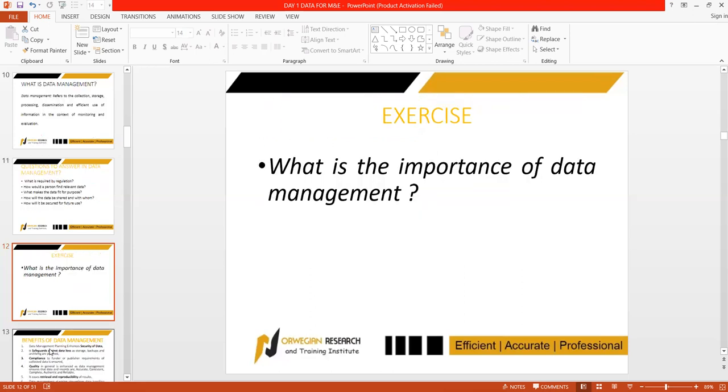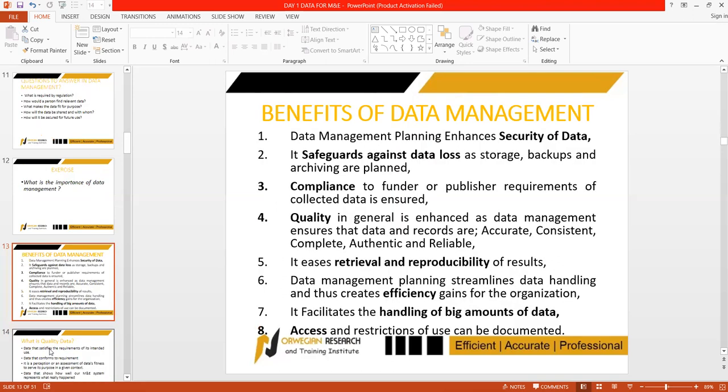What is the importance of data management? So now you can just answer on your own, but I want to stop to discuss some benefits of why we do what we call data management. Number one, data management planning enhances data security of data in an organization. So that is the first point of the role of data management.